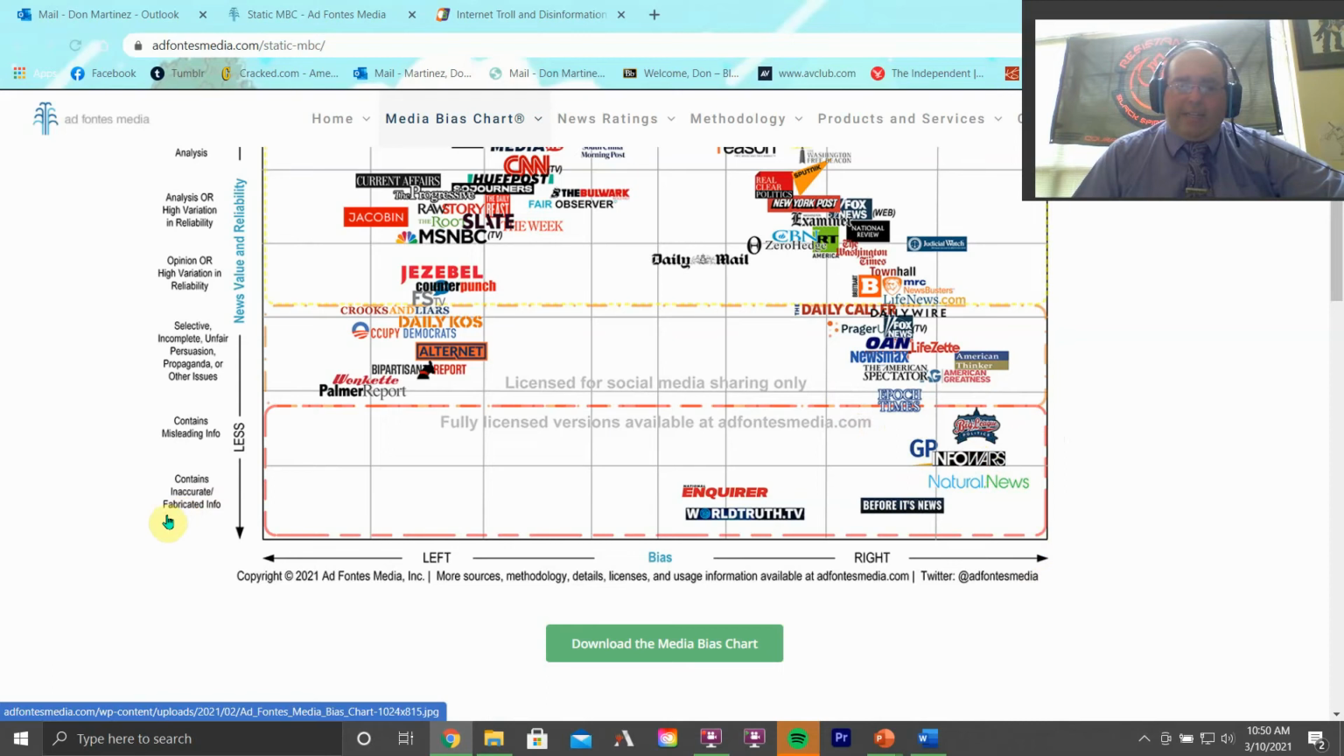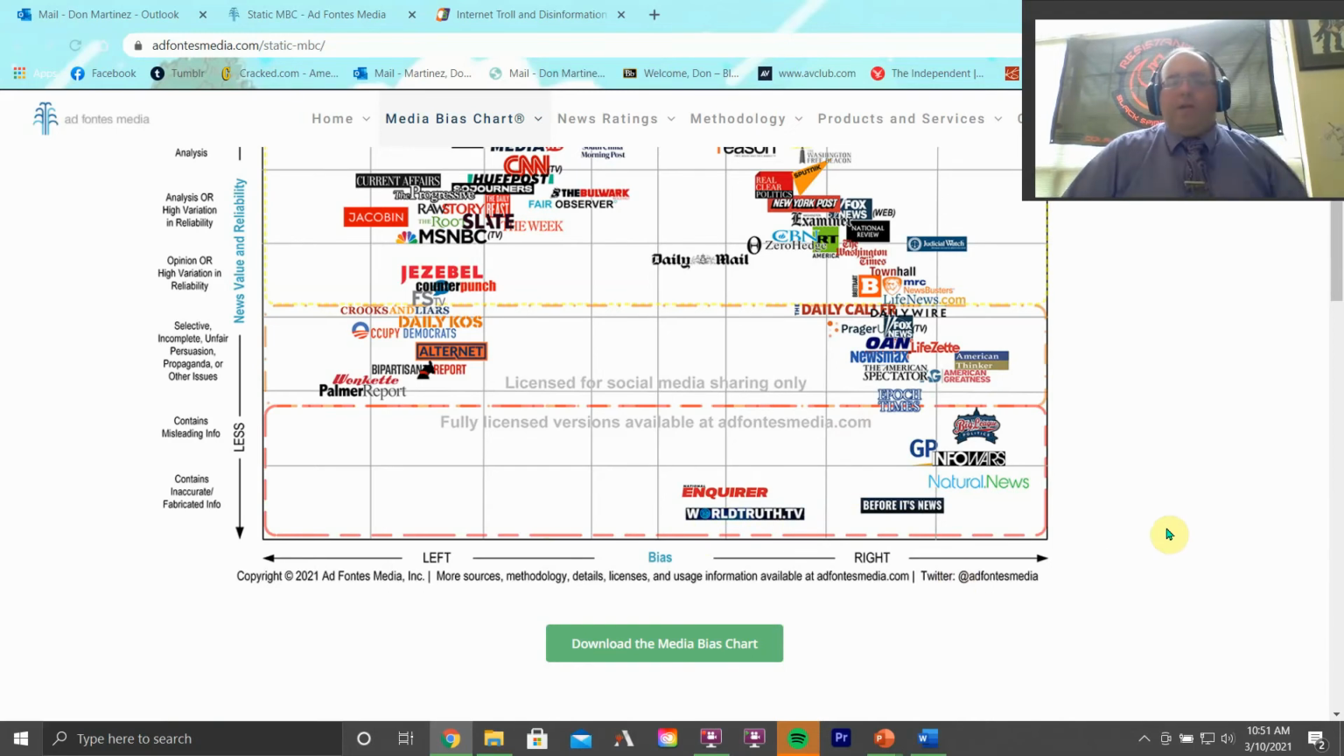Because now it contains inaccurate / fabricated info. So on the right wing, we have Natural News, and Before It's News. But then you have some toward the center here. You have National Enquirer, a supermarket tabloid, WorldTruth.tv, which is a television and internet branch off from the Epoch Times. It's my understanding, at least.